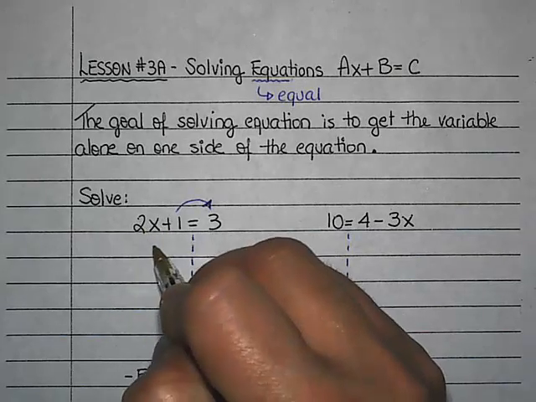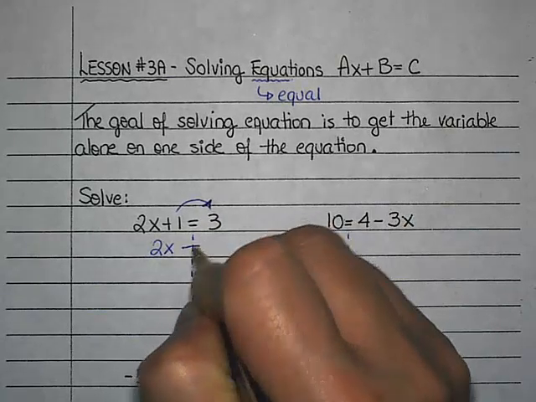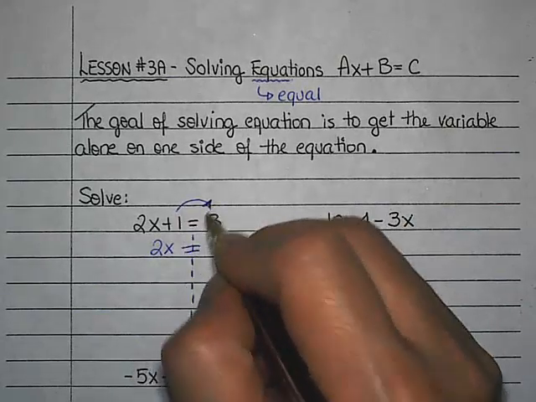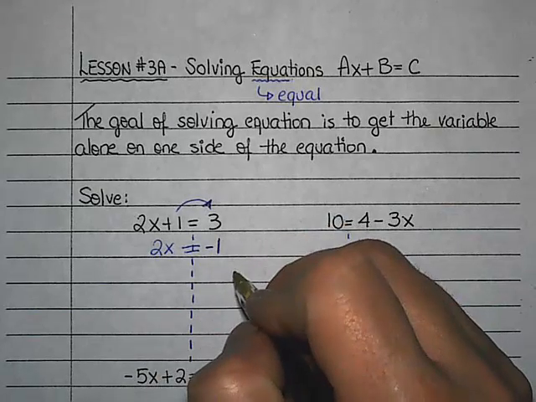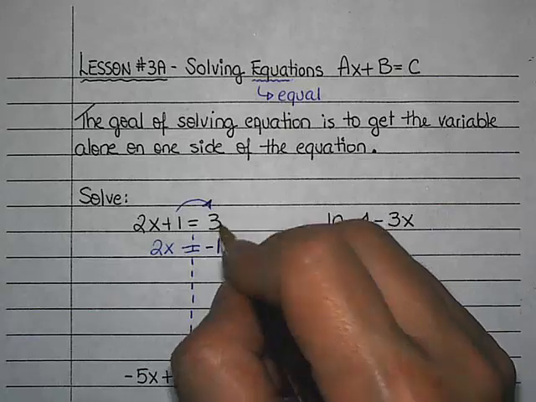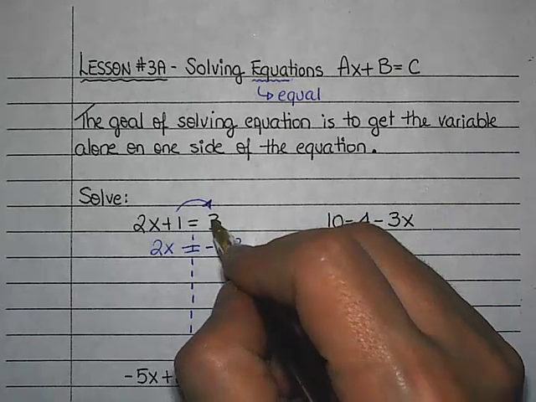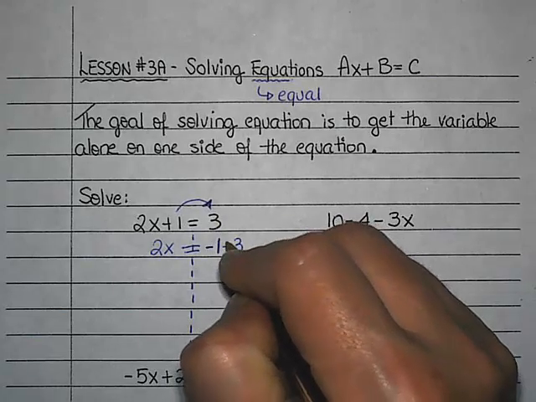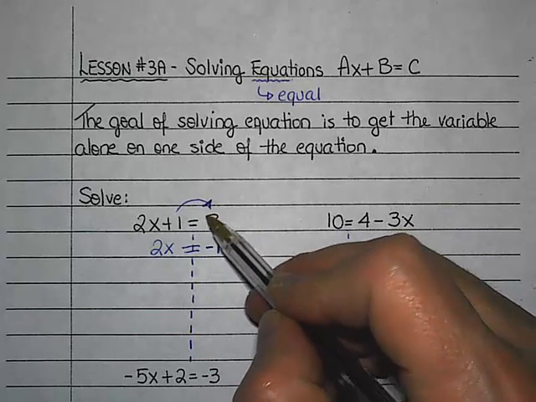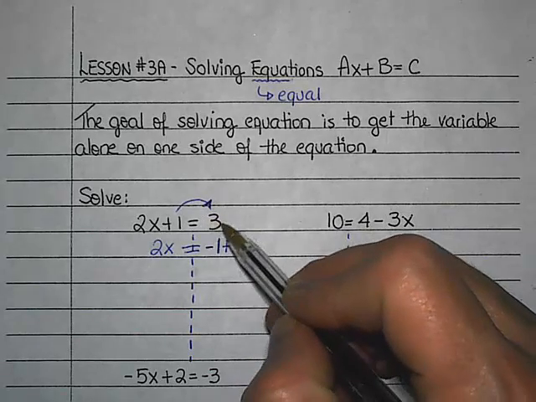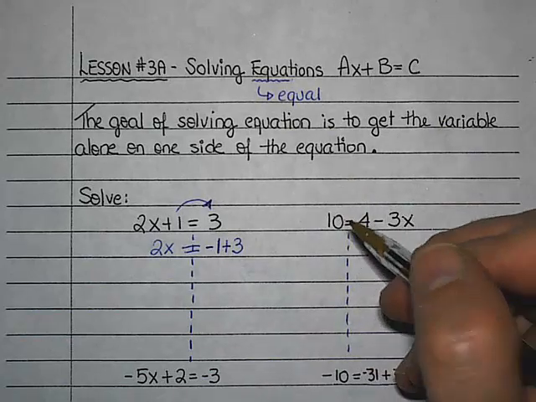The 2x is going to stay where it is, so we're just going to bring it down. And then the 1 is going to move over to the other side, so we're going to change it to negative 1. And the 3 is going to stay there, so we're going to bring it down. And because the 3 is positive, we need to write the positive sign. Remember, if a number is by itself, the positive sign doesn't need to appear. But because I put the negative 1 in front, the positive sign has to show.